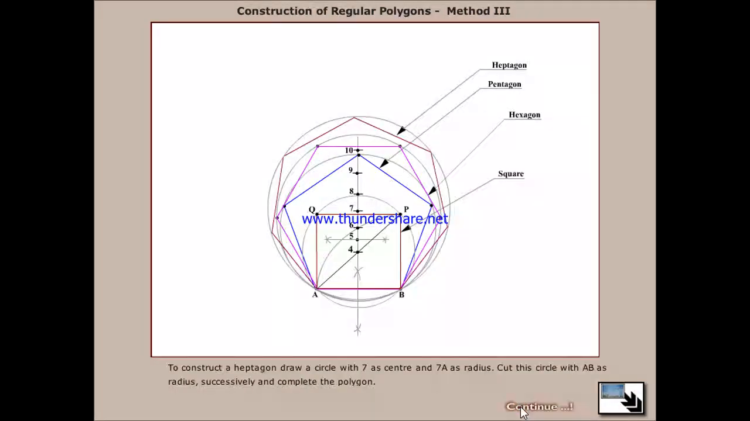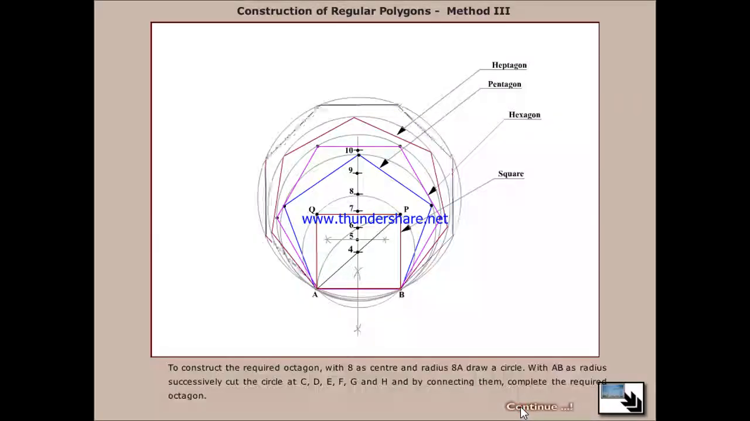To construct a heptagon, draw a circle with 7 as center and 7A as radius, and cut this circle with AB as radius successively. Complete the polygon. To construct the required octagon, with 8 as center and radius 8A, draw a circle. With AB as radius, cut the circle successively at C, D, E, F, G and H, and by connecting them complete the required octagon.